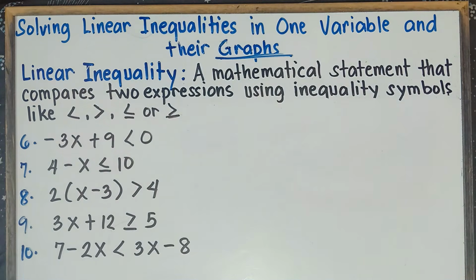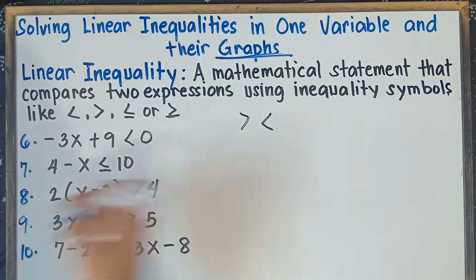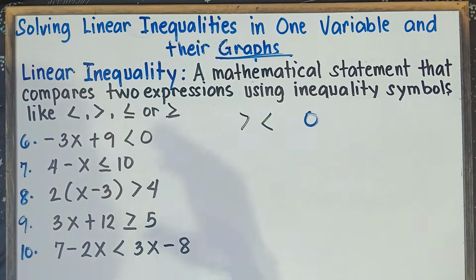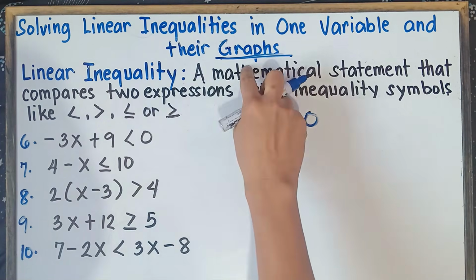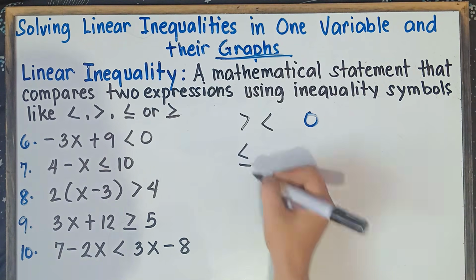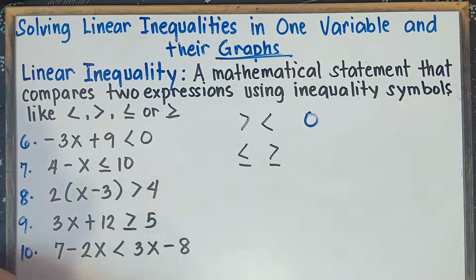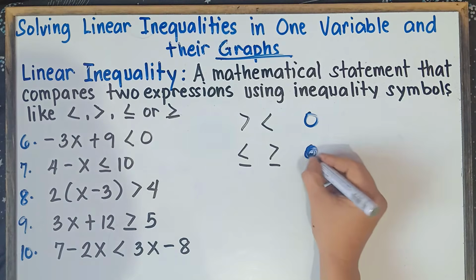Alright, so once again class, before we answer numbers 6 to 10, let's have a short recap. If the given symbol is greater than or less than, simply use an open circle. We explained that in part 1. Now, if the inequality symbol is less than or equal to, or greater than or equal to, simply use a closed circle.